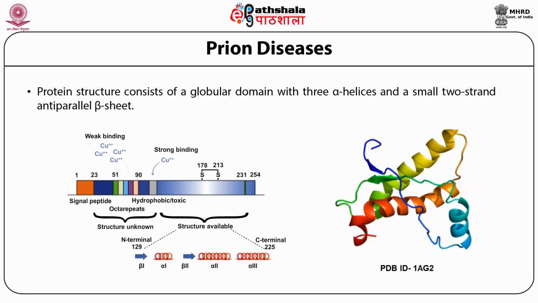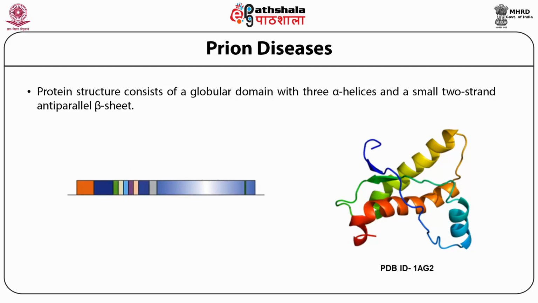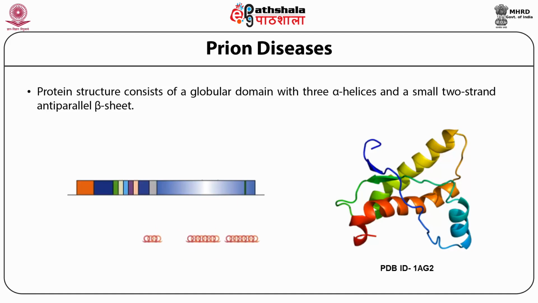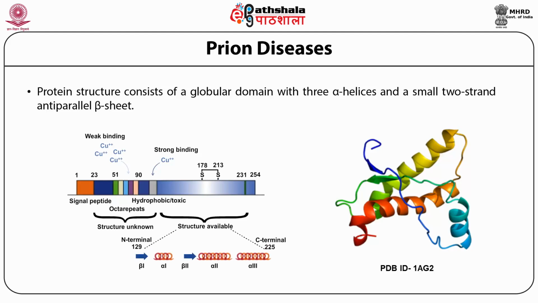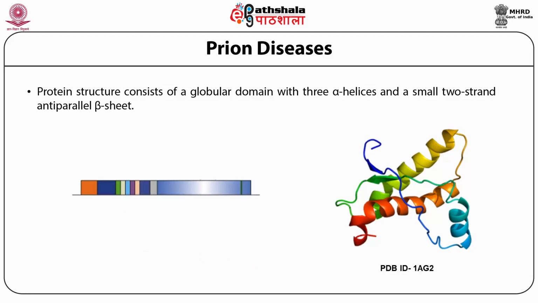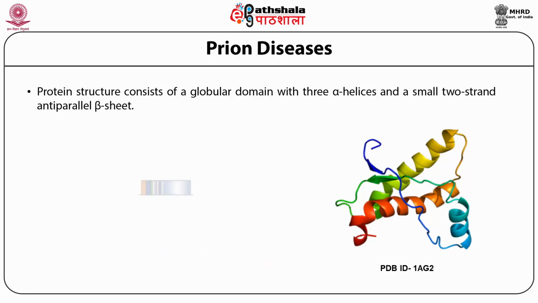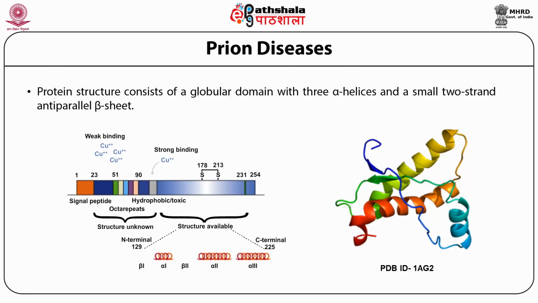The left side is a schematic picture where you can see the signal peptide, and the middle is expected to bind to copper ions. There is a hydrophobic part after the copper binding region, and the structure available, shown on the right side as the 3-dimensional structure, is the one between the copper binding site to 200 and about 240 residues. So this part, whose structure is determined, has 3 alpha helices and 2 beta sheets.